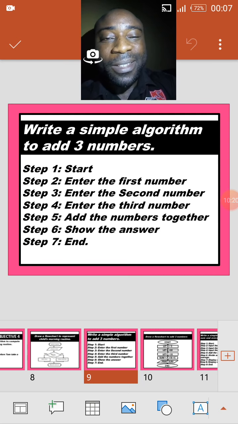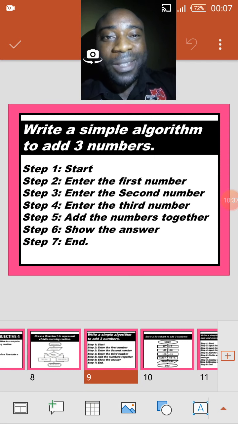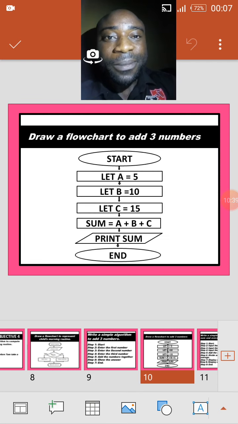And step 7, end. That is, for you to add 3 numbers together and get the answer just like the way you do it in mathematics, that is the step you will follow. Alright, let's look at the flowchart. The flowchart to add 3 numbers.